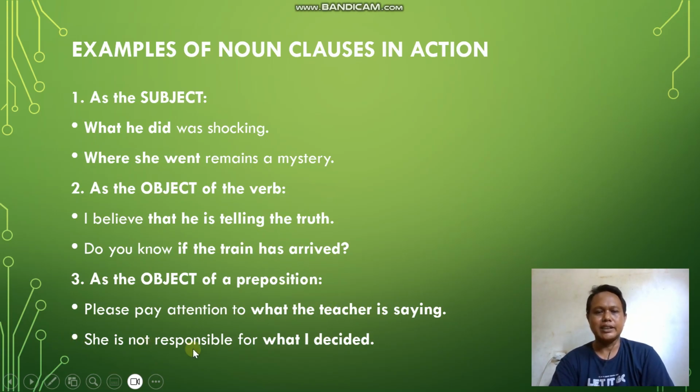Second, she is not responsible for what I decided. "She" is the subject, "is" is the verb, "for" is the preposition, and "what I decided" is the object. So the object of the preposition is "what I decided".